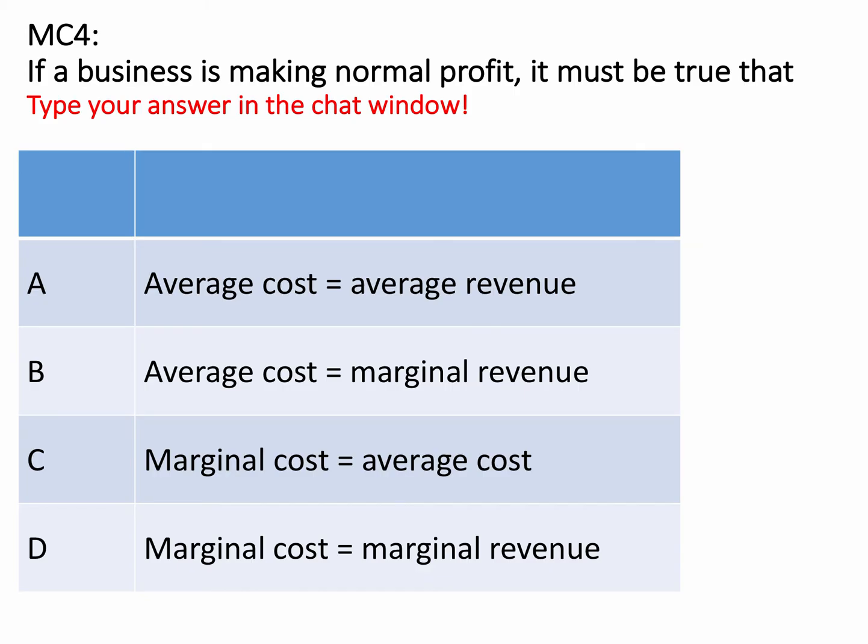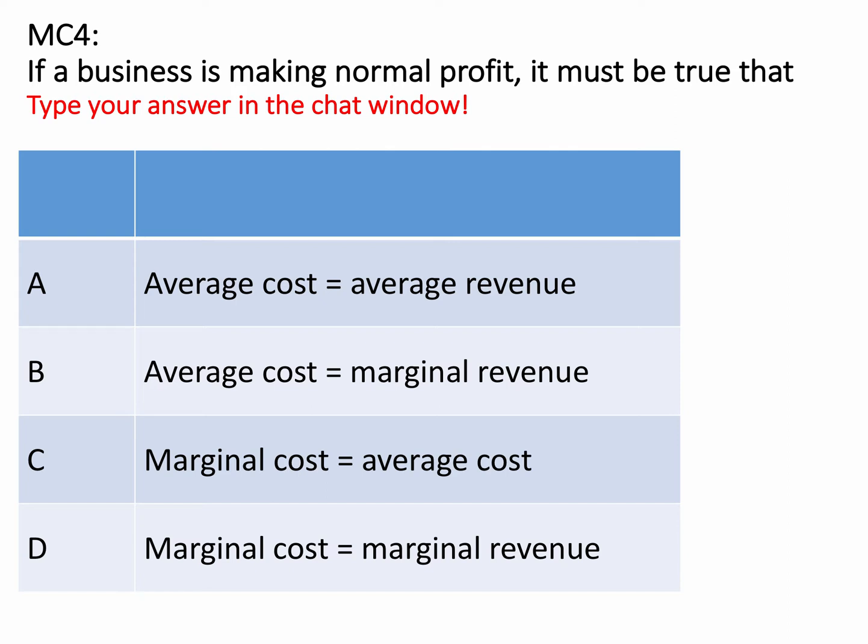Question 4. If a business is making normal profit, it must be true that. Press the pause button if you want to think through your answer before I reveal. If a business is making normal profit, it must be true that. What did you put for your answer?